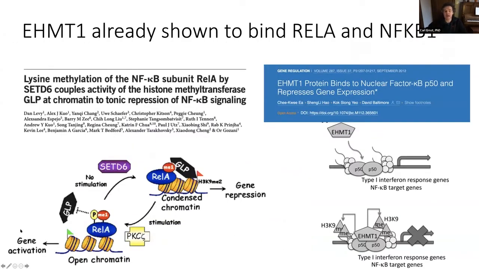Of course, the first thing we asked when we saw this large signal is, this seems like something people would have shown or guessed before. And lo and behold, when you know what you're looking for in EHMT1, there are 2 very lovely papers showing interaction of EHMT1 with the 2 core members of NF-kappa-B, from 2 independent groups. So we already have evidence that this is happening, and this never crossed my radar before because I never knew to look into this particular area.